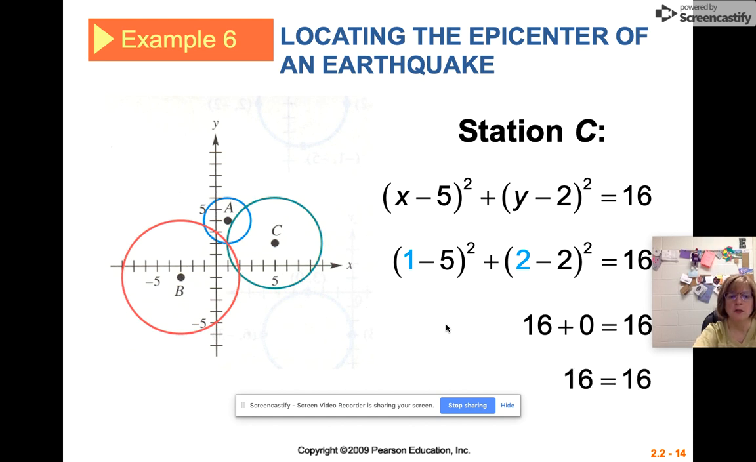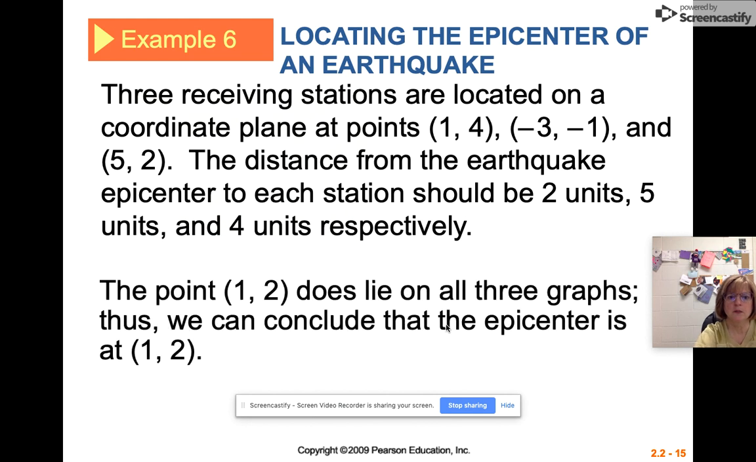So what that means is the point 1, 2 is on circle A, it's on circle B, and it's on circle C. Well, if one point is on all 3 circles, that must be where the epicenter is located.